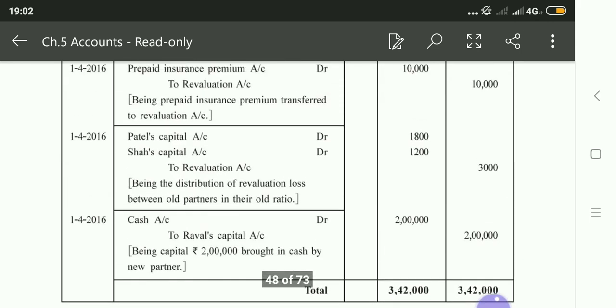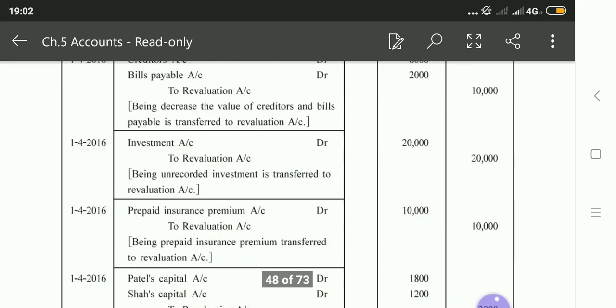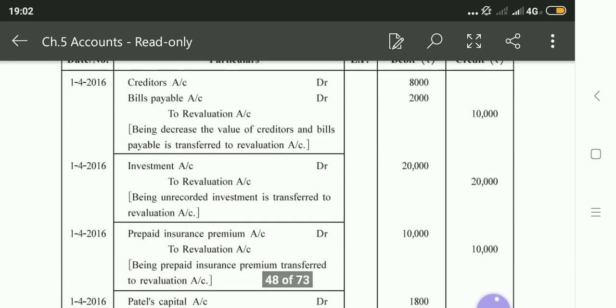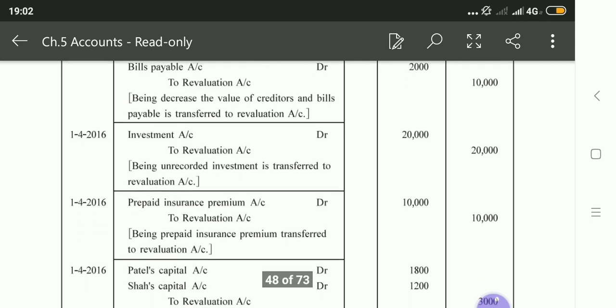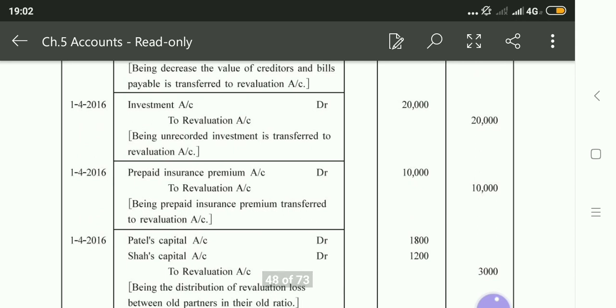Let me check if I can find the journal entries here. Yes, we have these journal entries. Pardon for the inconvenience. The previous journal entry that I have dictated, you can check it here. Creditors, bills payable 8,000, 2,000 and revaluation 10,000. Talking about investment account, it is valued at 20,000. Investment account debit to revaluation account 20,000. Fine. Moving ahead.